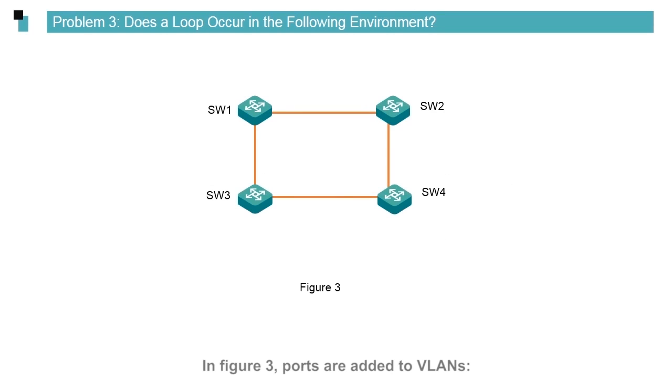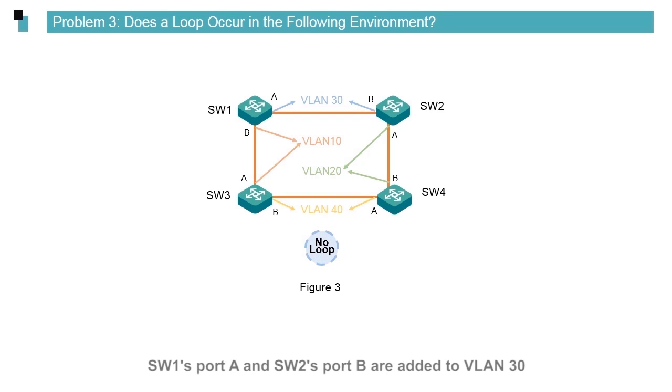In Figure 3, ports are added to VLANs. SW1's port A and SW2's port B are added to VLAN 30. SW1's port B and SW3's port A are added to VLAN 10. SW3's port B and SW4's port A are added to VLAN 40. SW4's port B and SW2's port A are added to VLAN 20.